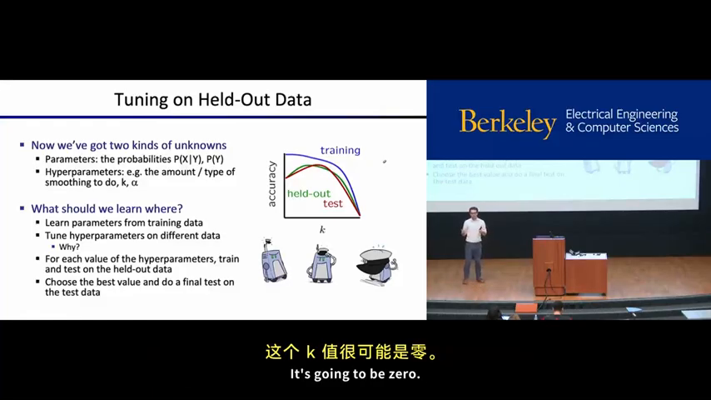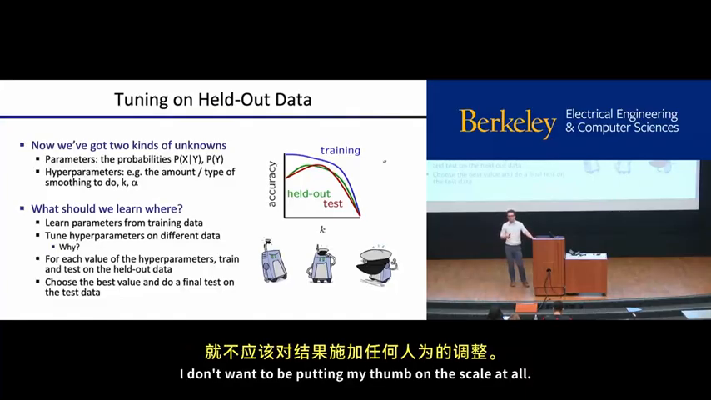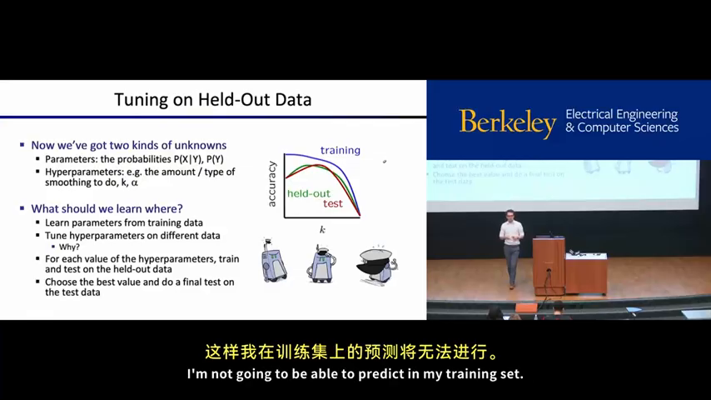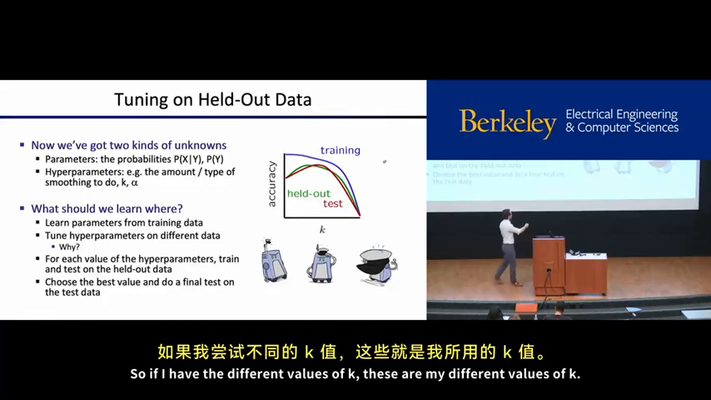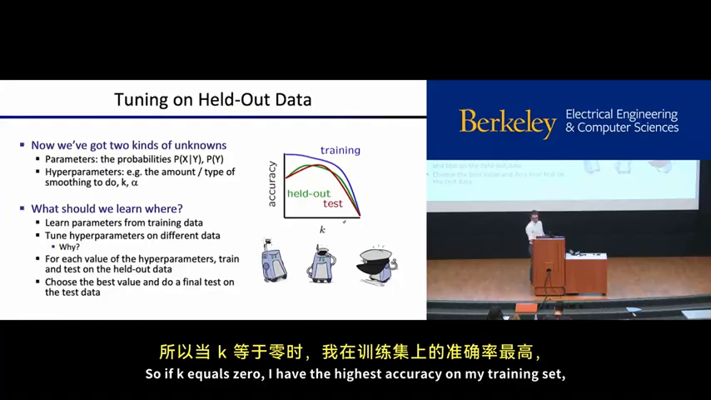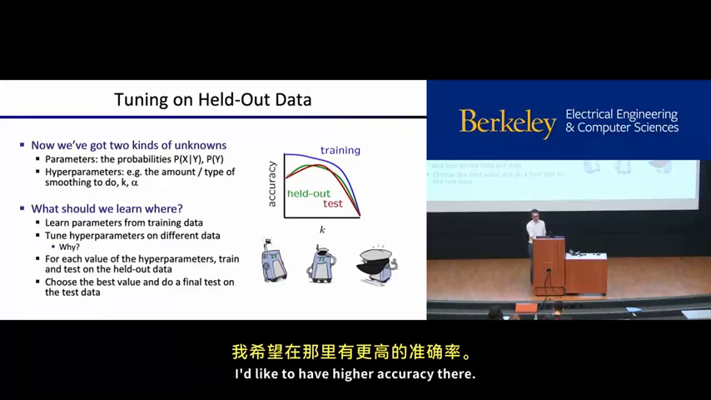It's going to be 0. Because if I want to properly guess for the training set, I don't want to be putting my thumb on the scale at all. So if I have the different values of k, like these are my different values of k, right? If k equals 0, I have the highest accuracy on my training set, but I have lowish accuracy on my test set, and that's not great. I'd like to have higher accuracy there.